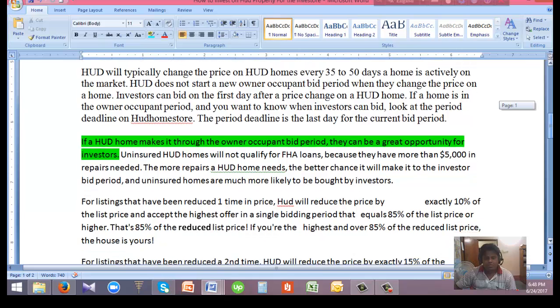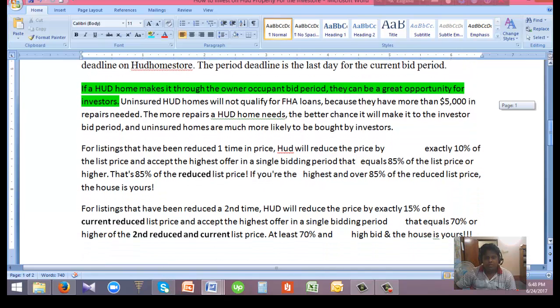And there are various rules for the property, the way you can bid on the HUD property, and some benefits and some risks. For listings that have been reduced one time in price, HUD will reduce the price by 10% of the list price, and accept the highest offer in a single bidding period that equals 80% of the reduced list price. If you are the highest over 80% of the reduced list price, the house is yours.